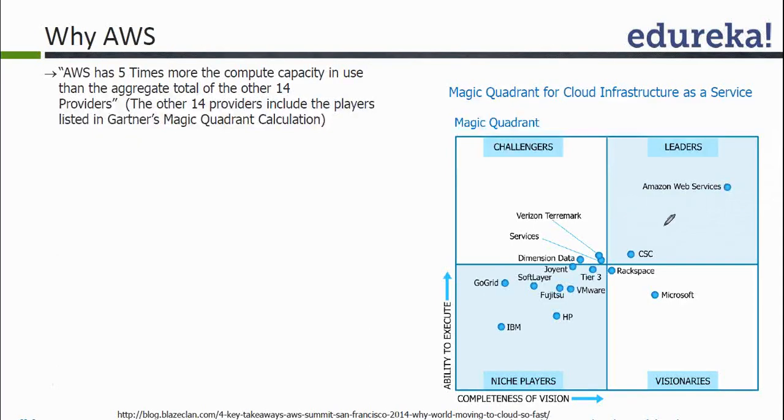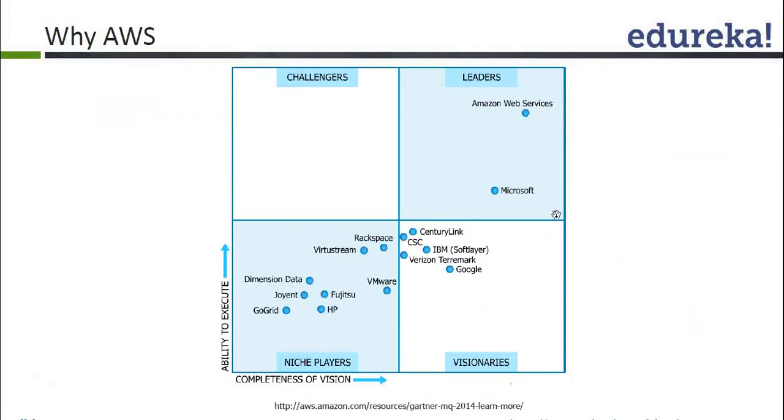And this was something in, I believe, 2013. In 2014, you would see Microsoft here and Google in the visionaries. But nobody is able to bridge the gap. Amazon is amazing. So this is the quadrant for 2014.